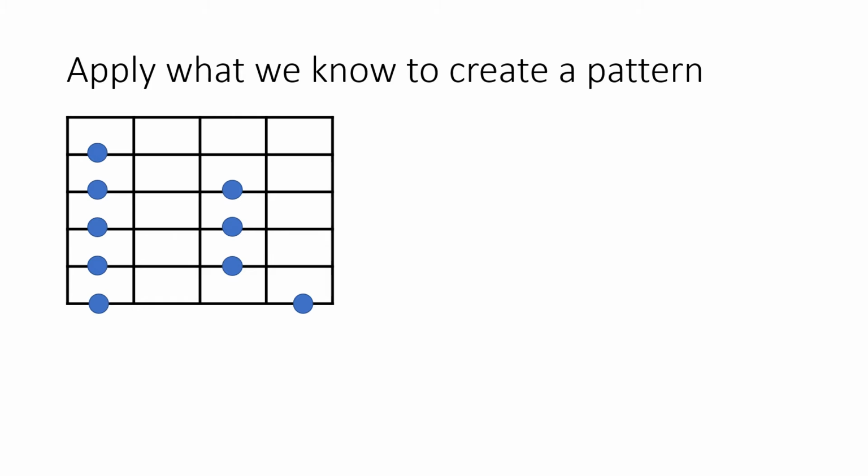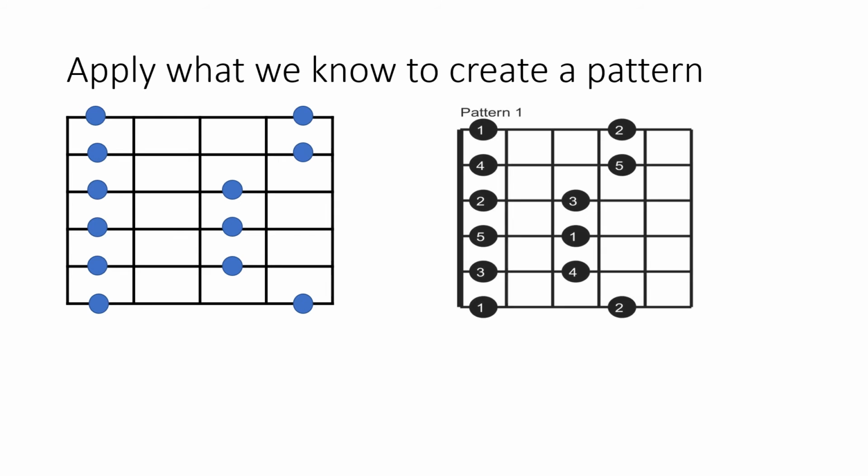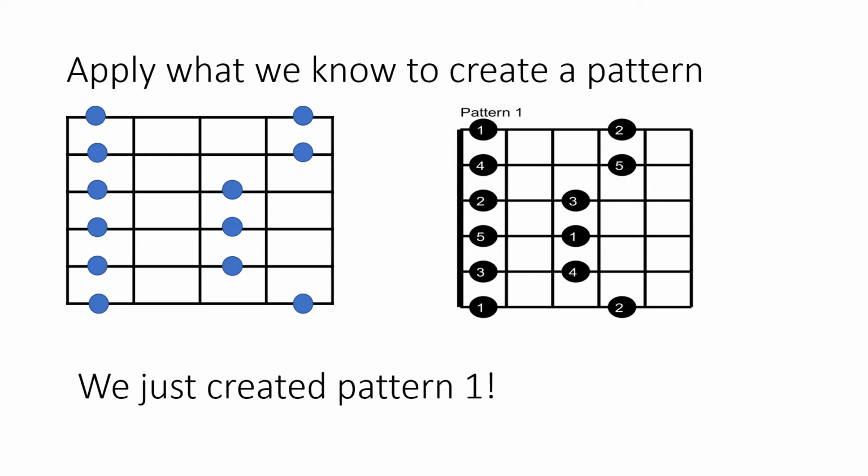Now, that may have looked like a 3 half step move, but remember, the B string is tuned 1 half step low compared to the G string, so we have to account for that. Our next note, and our next note. Now, if you look at the pattern we just created, it might look familiar, and in fact, it is exactly what we're calling pattern 1.